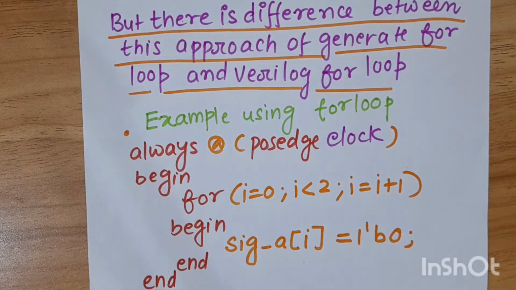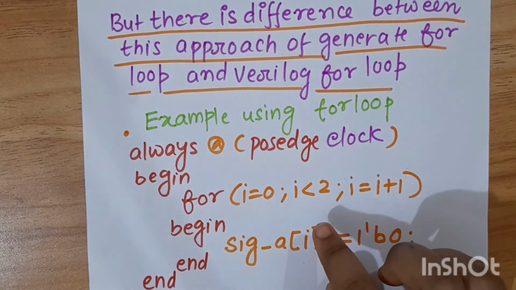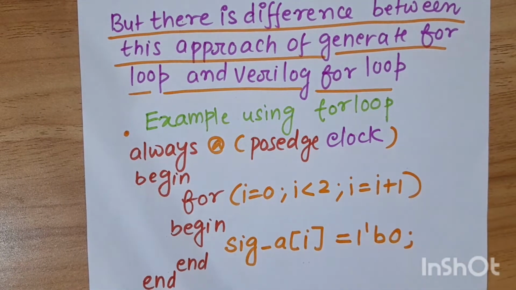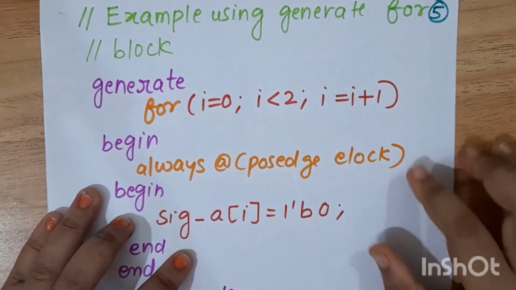So this is an always block, okay? And the for loop is used inside the always block. sig_a is a vector, and I will assign the value 1'b0 from index 0 to index 1, meaning 2 values only.